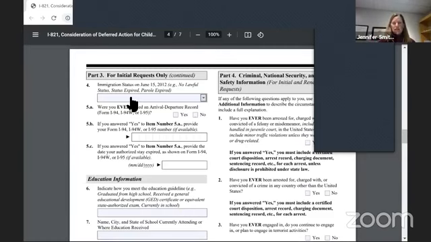This question is asking if you ever received a permit when you entered the United States, referred to as an I-94. If you didn't enter with legal status at the time of your entry to the United States, then the answer to this question is going to be no.